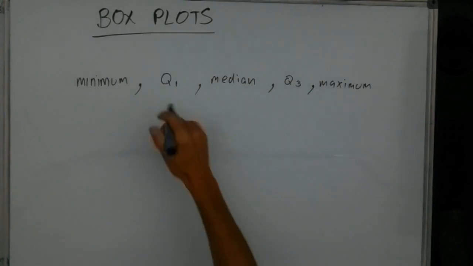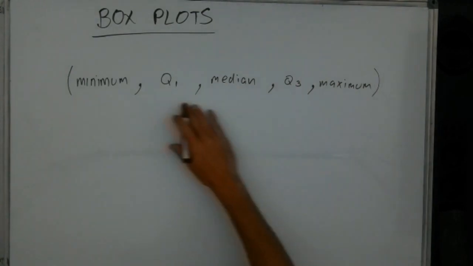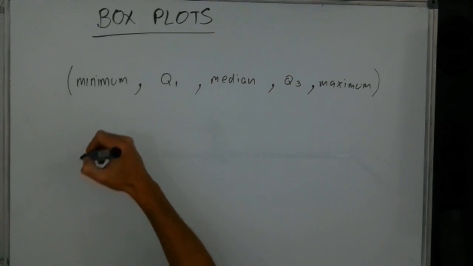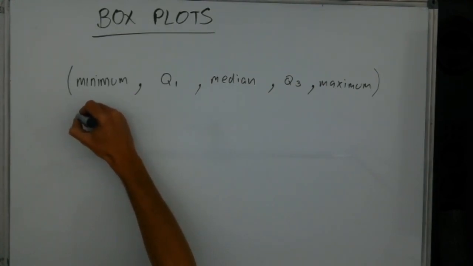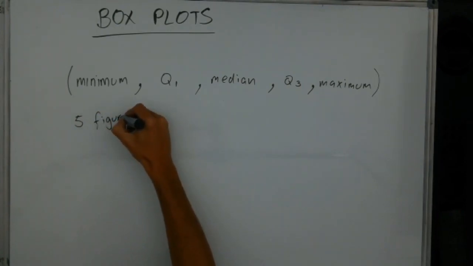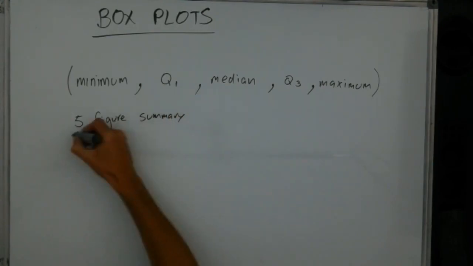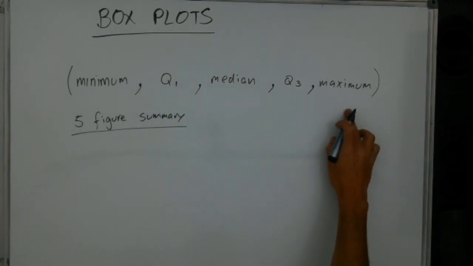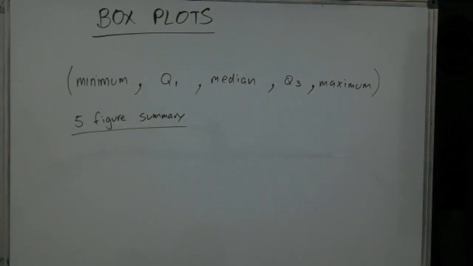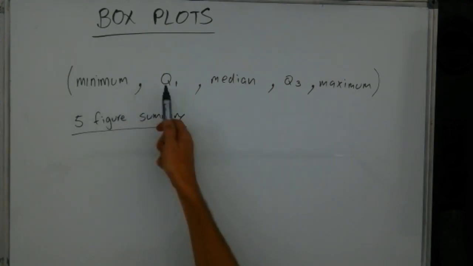Now, written like this, if we just put it in brackets, it's not actually in the textbook, but this is referred to as a 5-figure summary of a set of data. So you may get asked to do, given a data set, calculate the 5-figure summary, so that's each of these 5 numbers.